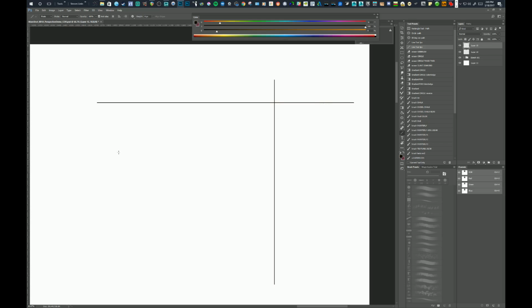I held the space bar. Once you start drawing something and you hold shift, it will constrain it to 45 degrees. And then I hold down the space bar to move it around like that. And then I release the space bar so that I can get a line where I want it.